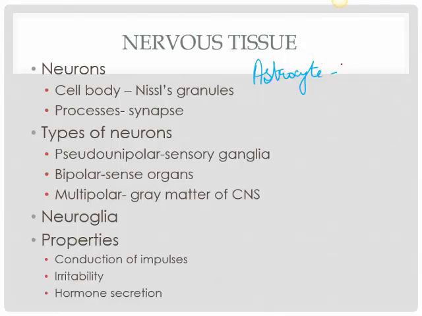This is important for providing nutrition to the neuron. It's got many tentacles like this, so it's kind of star shaped. What it does is one end goes to a blood vessel, so it wraps around the blood vessel. The other one is very close to a neuron. So it takes the nutrition from here and transfers it to the neuron. So it helps with nutrition, the main function.